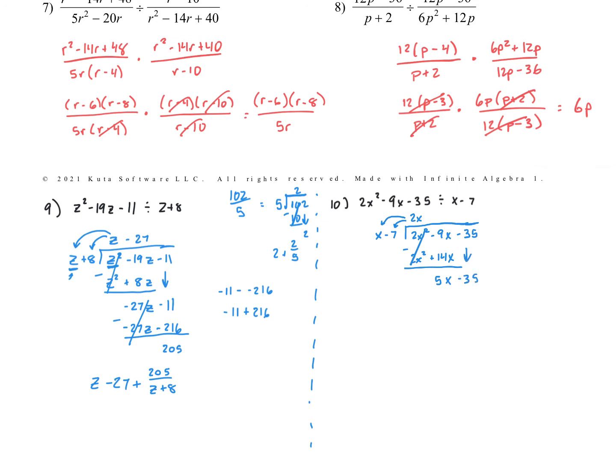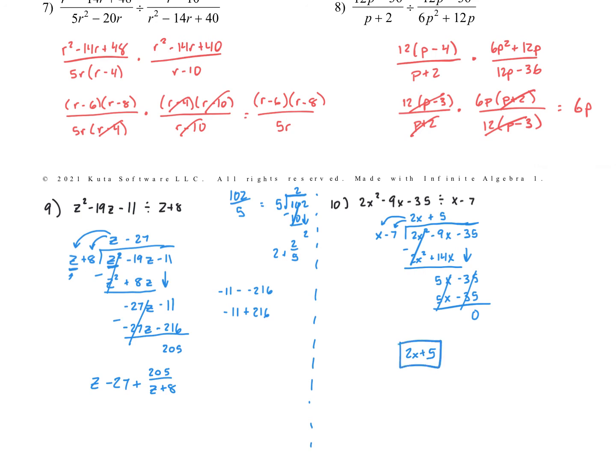So my next question now is what times x will give me 5x? Well, that's 5, so plus 5. 5 times x is 5x. 5 times negative 7 is negative 35. And both of these will cancel out nicely with a remainder of 0. So this actually divides completely, which means my answer to the problem is just 2x plus 5.